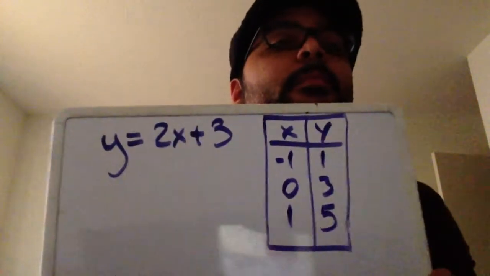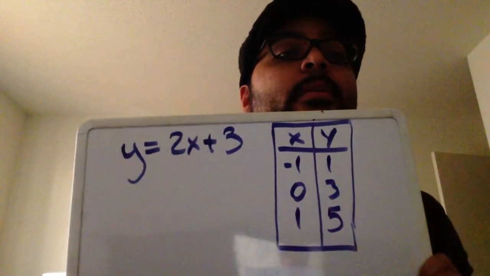Another way to represent this same information is in a table. Let's see if I can make a table for this. It won't be the prettiest table, but you'll get the idea. One, two, one, two. There we go. Here's a table of that same information.